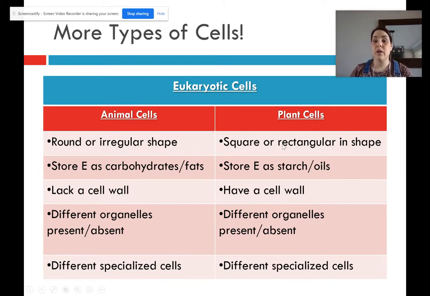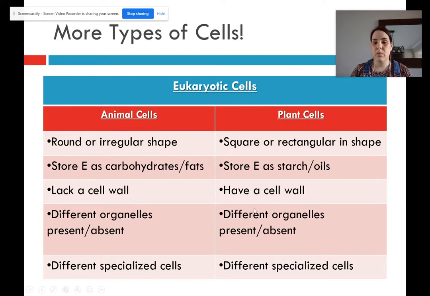Plant cells, on the other hand, are often rectangular or regular in shape, so squares or rectangles. They often are repeating. They store their energy as starch or oils. So when we think of a lot of plants that we eat, like starchy things, you may think of things like potatoes or bread that's made of wheat. Those are plants that store their energy as starch. Or you can think of oils, so things like avocado oil, coconut oil, olive oil, things that you may have in your kitchen. Those are good examples of plants that store their energy as oil instead.